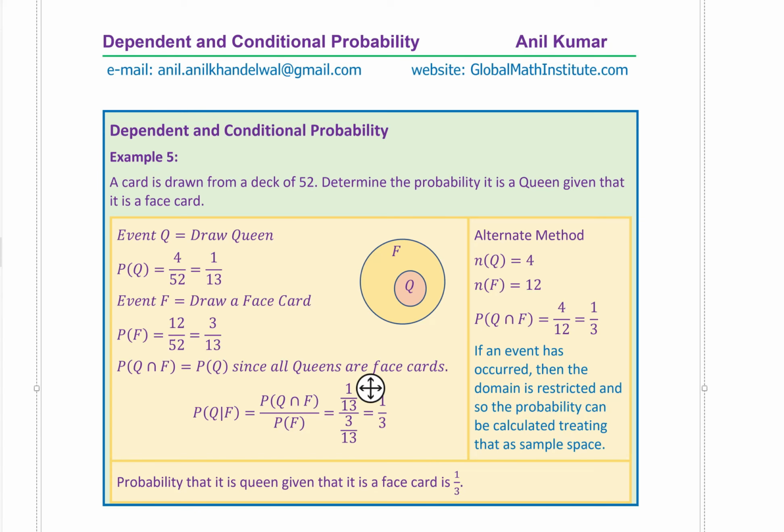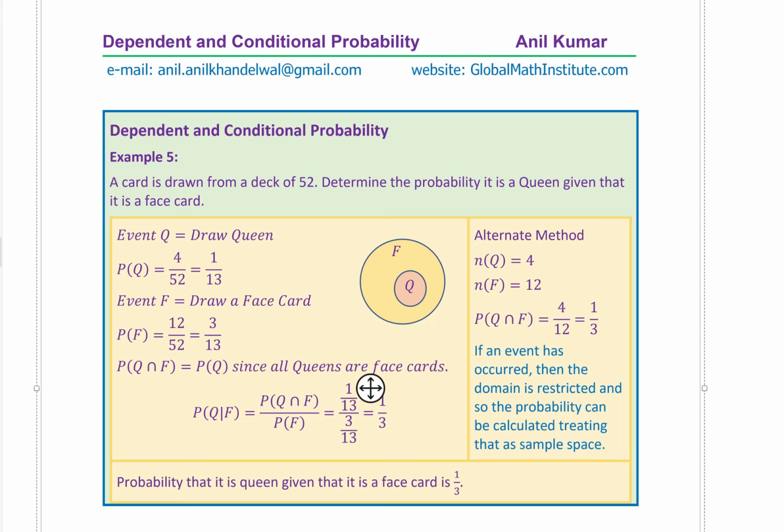Well, let's talk about cards now. Here is example number 5. A card is drawn from a deck of 52. Determine the probability it is a queen given that it is a face card, right? So that's the question. Now, we'll define our events as Q for draw a queen.